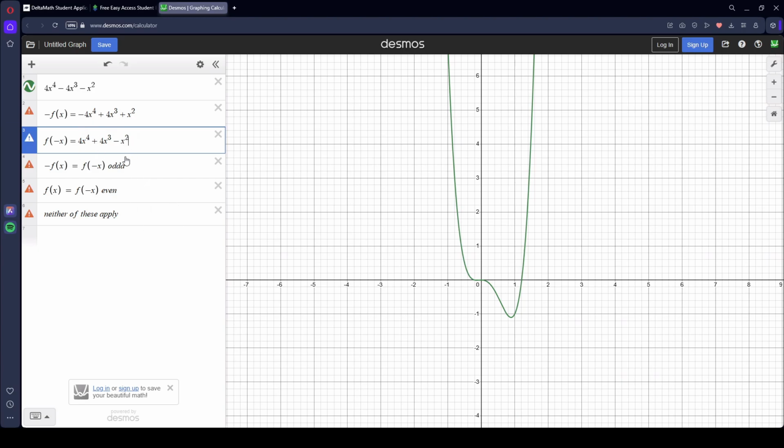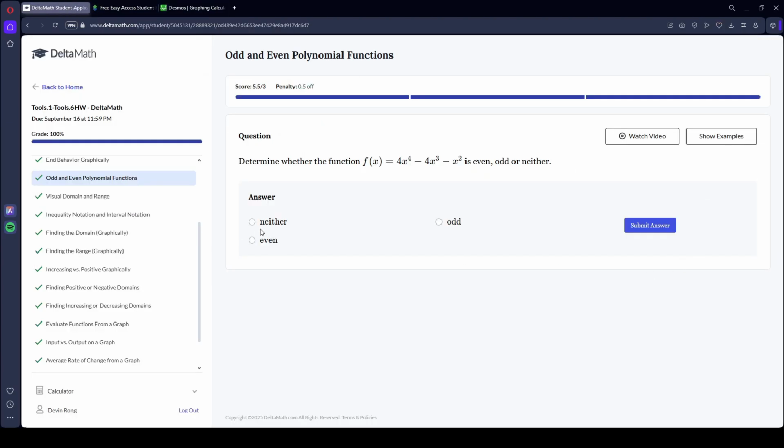Are these equal? No. Is f of x, 4x to the power 4 minus 4x to the power 3 minus x squared, equal to f of negative x? No. Because plus 4x is this. Neither of these apply, which means this is neither.